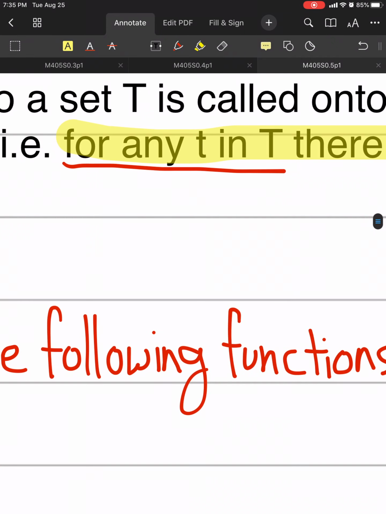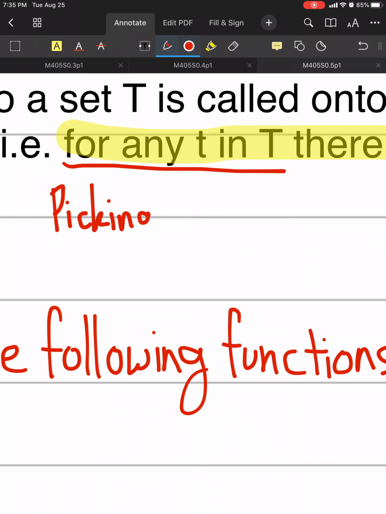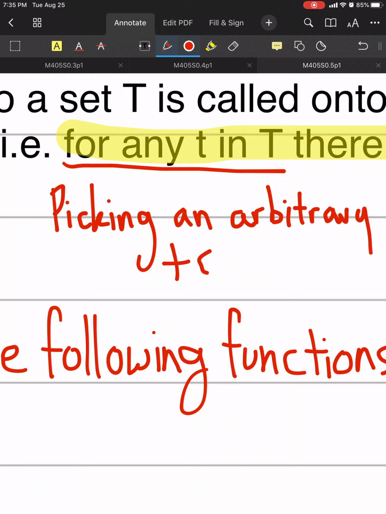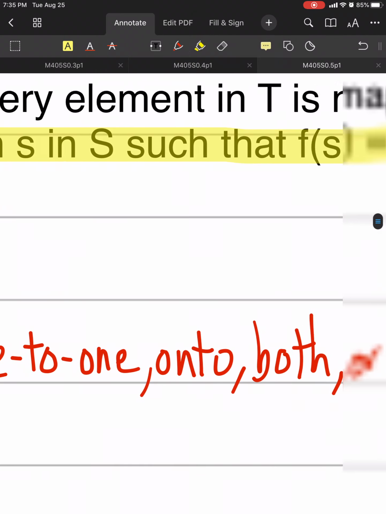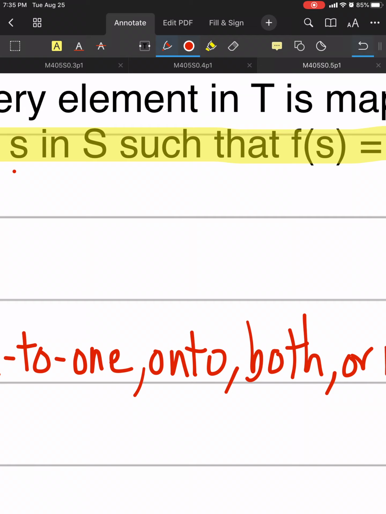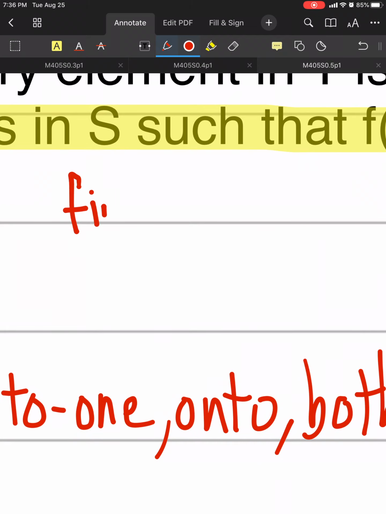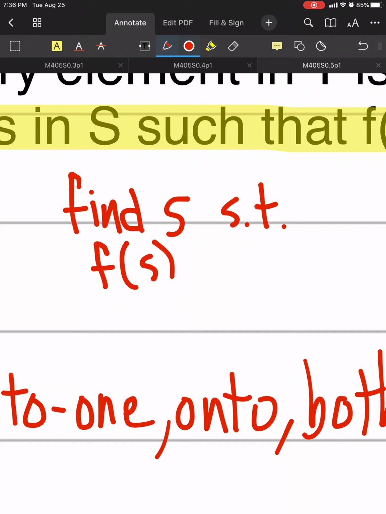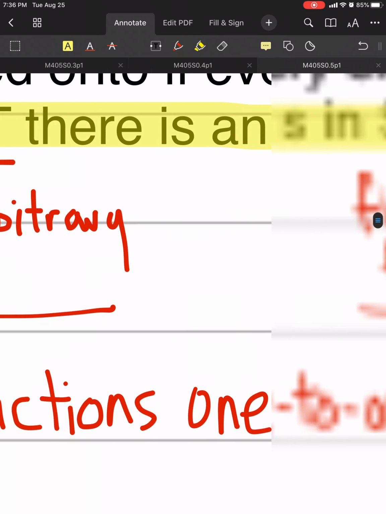So how you go about proving this is you start off by picking an arbitrary t in T. That's what you do to start, and then you find s such that f of s equals t. So you start with some arbitrary t.